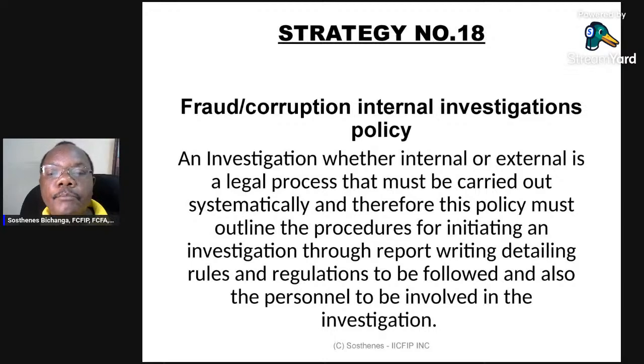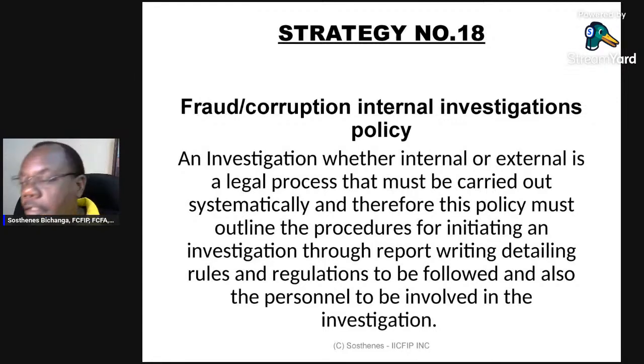Application of the policy. This investigation policy should apply to all staff members of the organization, irrespective of their positions, that is, all employees from the floor to the directors. The policy should not be deemed to apply to other areas or incidences not covered by its scope as outlined above.